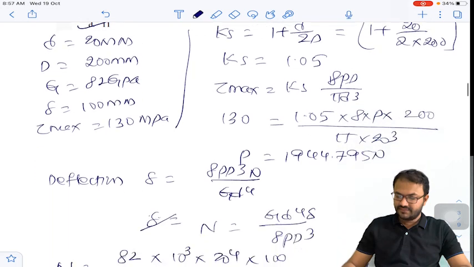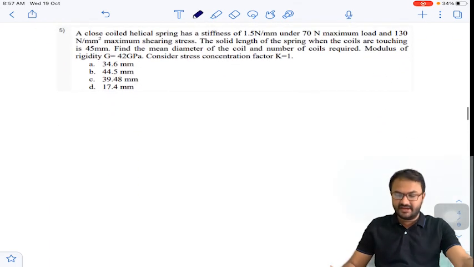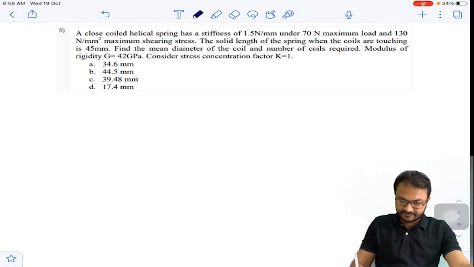Coming to question number 5 of the assignment. A closed coil helical spring has a stiffness of 1.5 newton per mm under 70 newton maximum load and 130 newton per mm square maximum shear stress. The solid length of the spring when coils are touched is 45 mm. Find the mean diameter of the coil and number of coils required. Modulus of rigidity is given and stress concentration factor K is equal to 1.